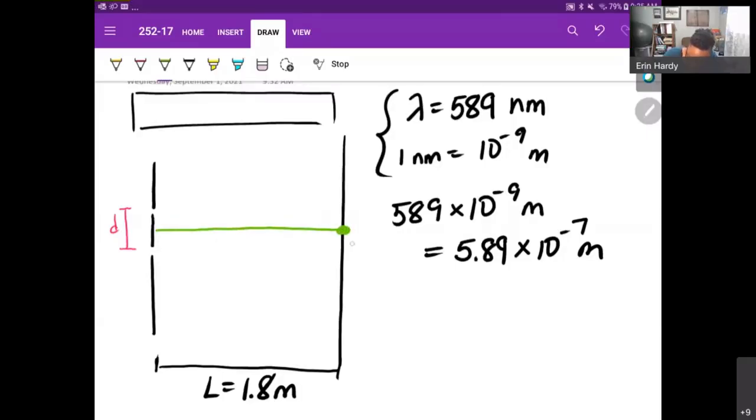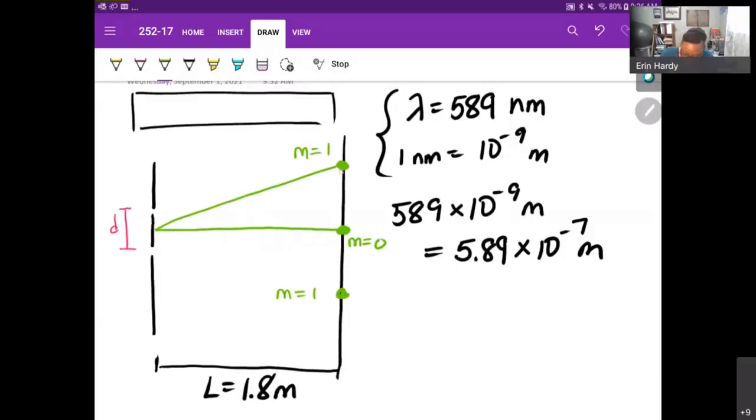Here is where our m equals 0 bright fringe would show up, just from the midpoint between the two slits directly across to the screen without spreading out. But m equals 1 would show up in 2 places. I'm just going to worry about the upper one.